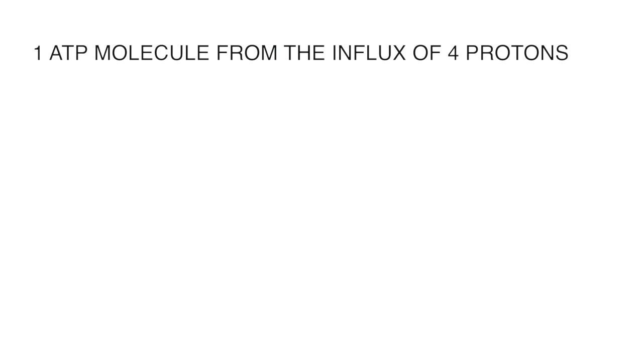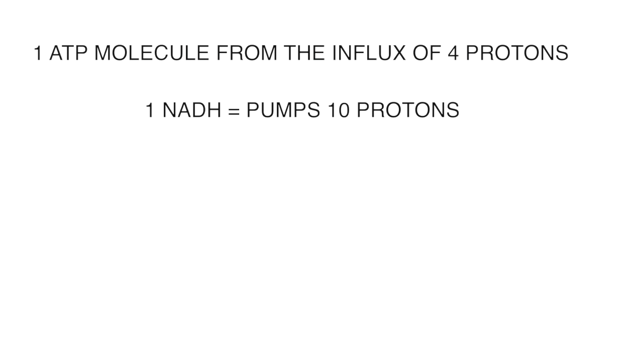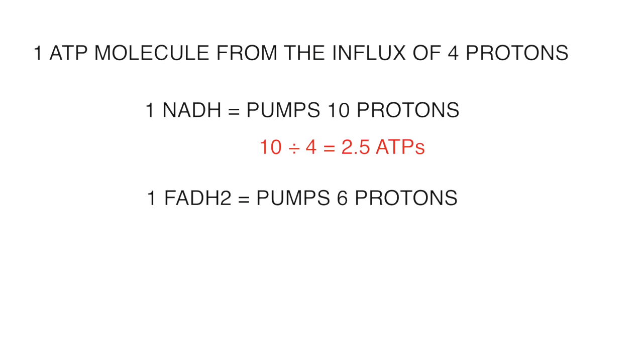Now a thing to remember. One ATP molecule is getting generated by the flow of 4 protons through the ATP synthase from intermembrane space to the matrix. So if we recall, one NADH pumps 10 protons to the intermembrane space, and when these 10 protons flow back to the matrix, this will be equal to 2.5 ATPs from oxidative phosphorylation, as 4 protons give us 1 ATP. And for FADH2 molecule, which pumps 6 protons, that equals 1.5 ATPs from oxidative phosphorylation. So this is how the NADH and FADH2 differ in the ATP production.